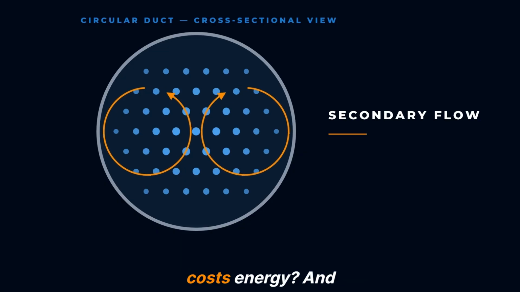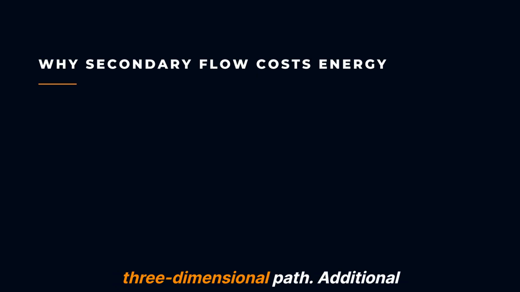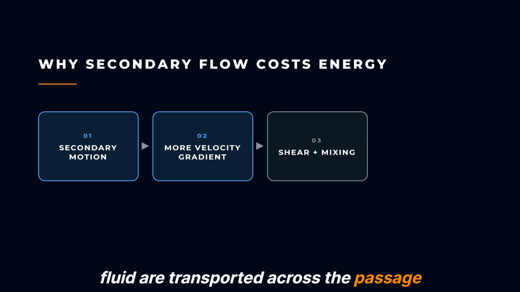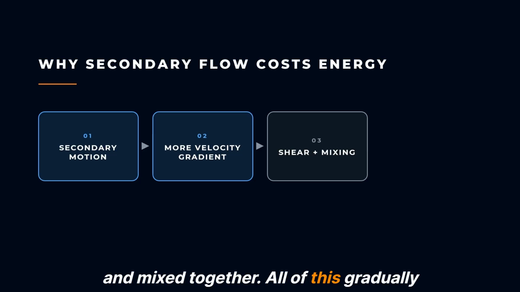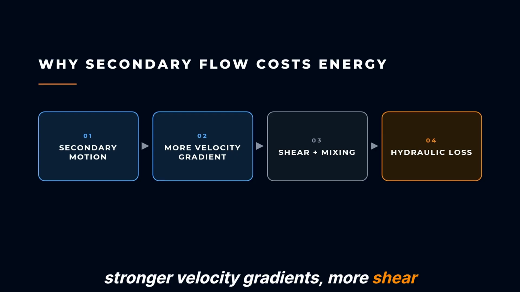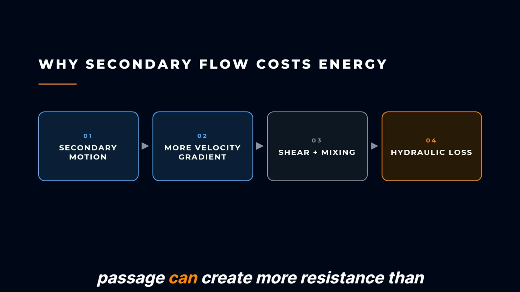Why secondary flow costs energy. And this secondary motion has a cost. The fluid now follows a more complicated three-dimensional path. Additional velocity gradients are created. Wall shear increases. Different regions of fluid are transported across the passage and mixed together. All of this gradually converts useful mechanical energy into irreversible fluid losses. So the sequence is: secondary motion, stronger velocity gradients, more shear and mixing, and finally additional hydraulic loss. This is why a curved passage can create more resistance than an equivalent straight passage.